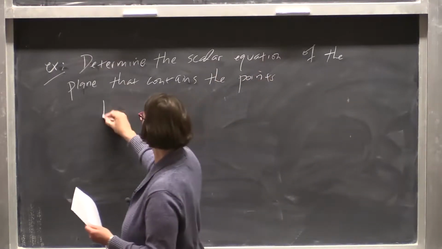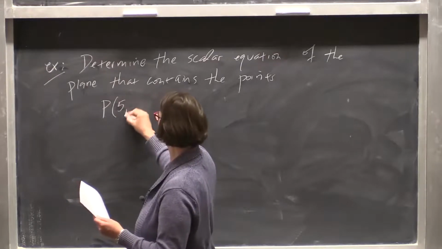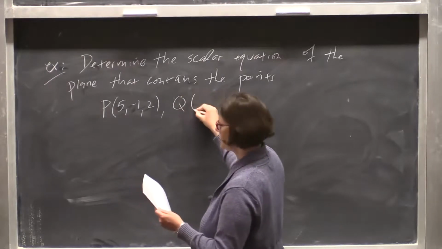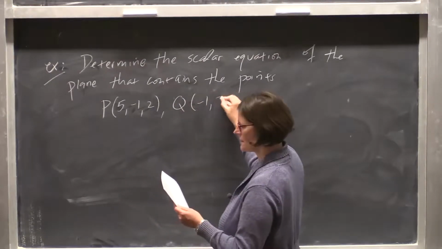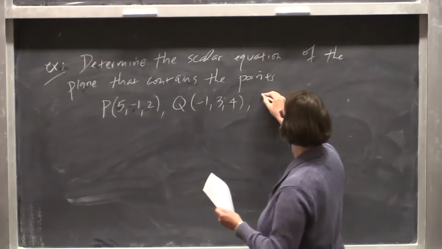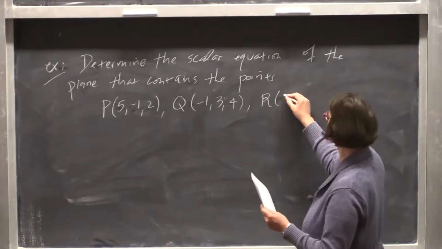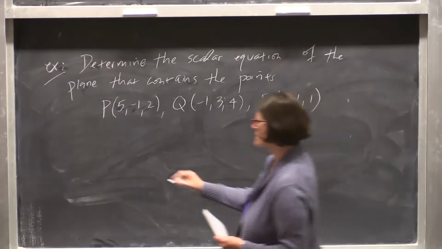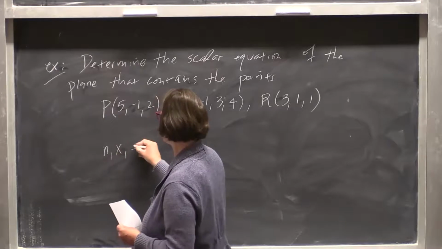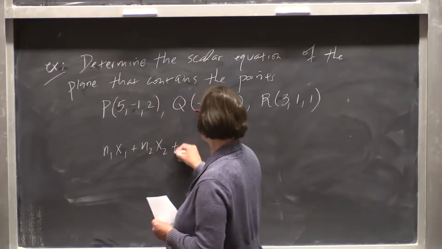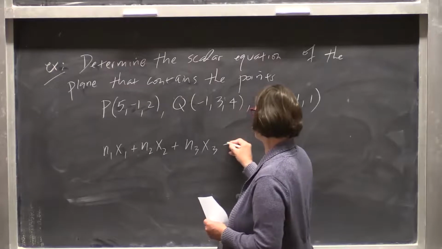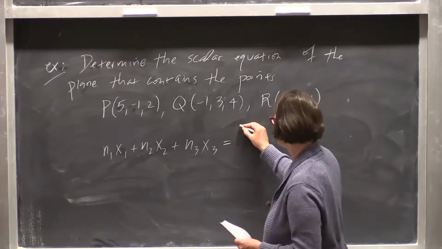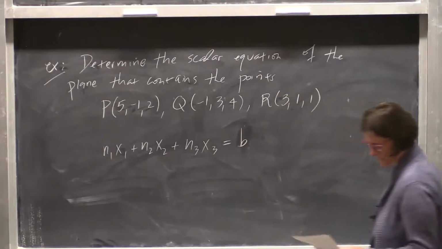So they give us 3 points. The first point is the point P. It has Cartesian coordinates -5, -1, 2. The second point is the point Q. It has Cartesian coordinates -1, 3, 4. And the third point is the point R. It has Cartesian coordinates 3, 1, 1. And they're asking us to find something of the form n1 x1 plus n2 x2 plus n3 x3 equals d, or b, whatever they call it.